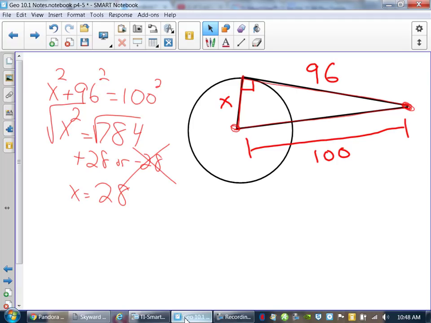Now, again, as we get further in, there will be times when a negative answer can work. So that's why you always stop and ask, does a negative make sense if you take a square root? Here we know the negative won't make sense, so I don't bother with it. Okay? Let's try another one.